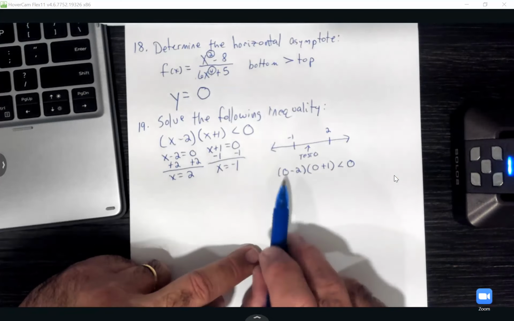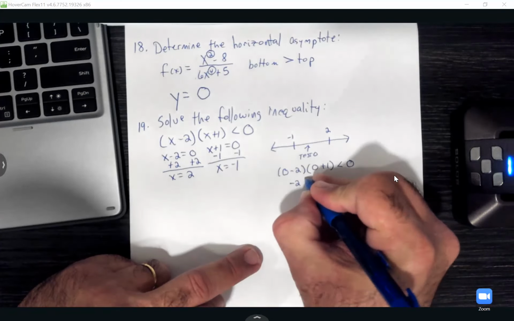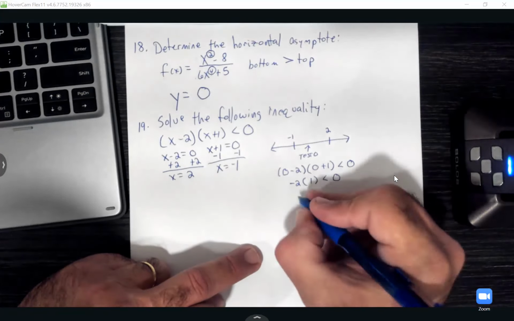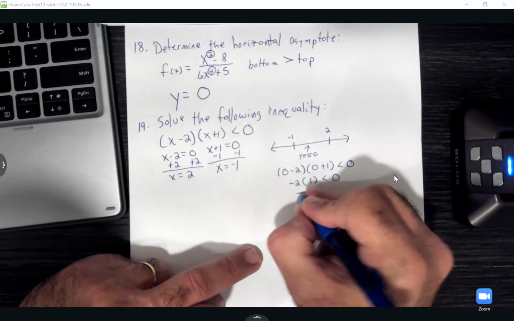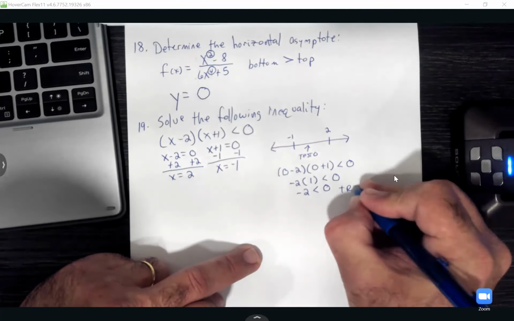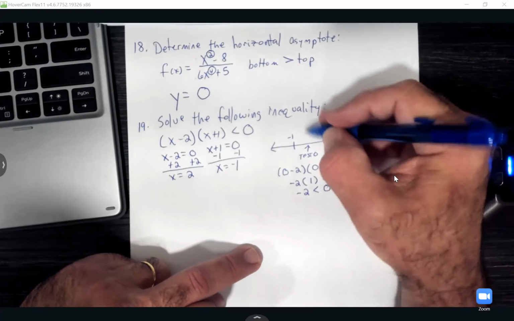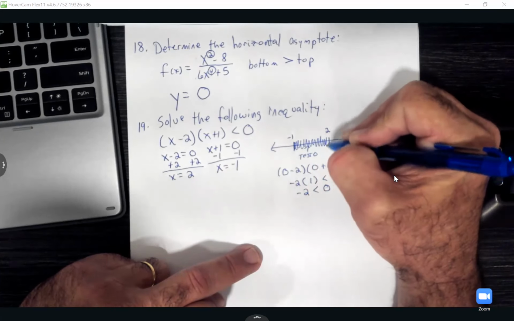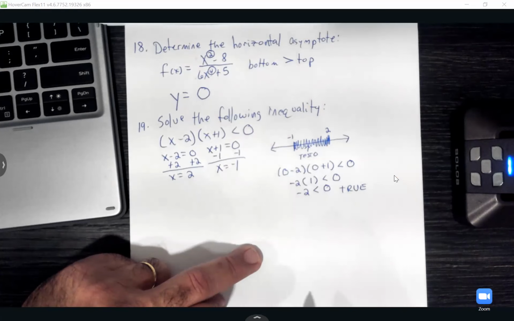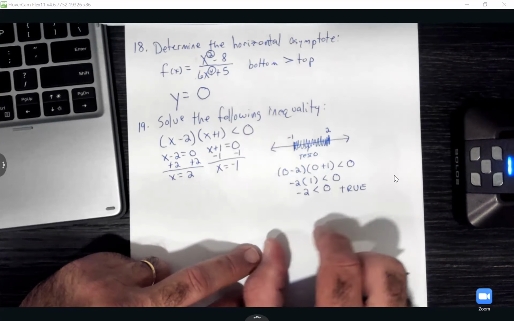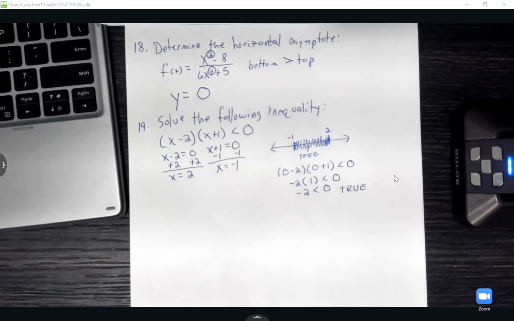So y'all, let's see if that's true or false. I'm going to get a -2 here times a +1. So y'all, the question of the day is, is -2 less than 0, true or false? True. So that is definitely true. So what that means, since it was true where 0 was located, we would come in and shade in between the -1 and 2. So since I've only got one interval, my interval notation will only have the one interval.